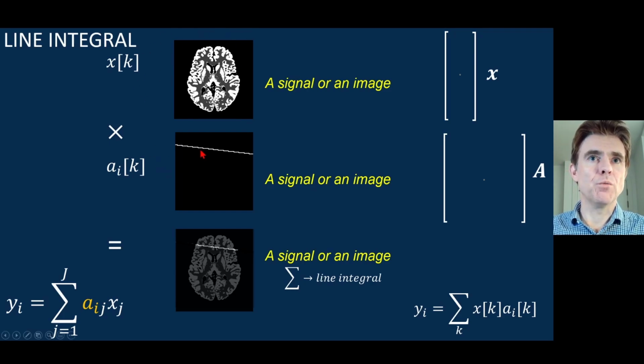So to achieve a line integral by matrix vector multiplication, what we need is the input image x, and then for the matrix, one single row i of matrix A is actually going to be, if you like, a picture of the line that we want to integrate along. So for any given line integral, this is a 2D discrete representation of that image, if you like, of a line.